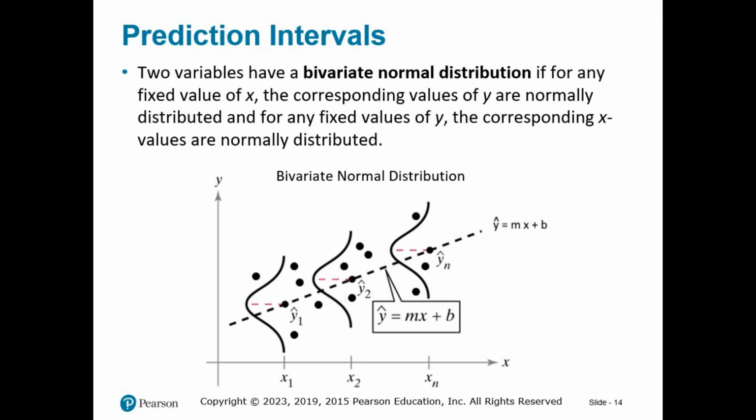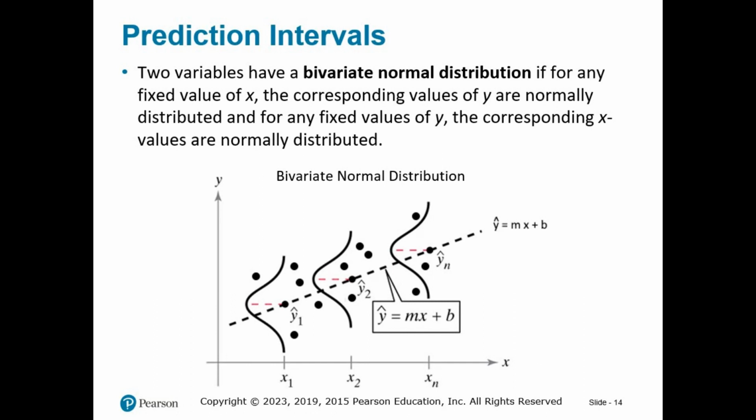We say that two variables have a bivariate normal distribution when for any fixed value of x, the corresponding values of y are normally distributed. Remember that sample data supplies us with a scatter plot through which we attempt to draw a linear model, the regression line. So you can imagine that in this picture, I've got a scatter plot with all kinds of points recorded, and the dotted line is our regression line, or our line of best fit.